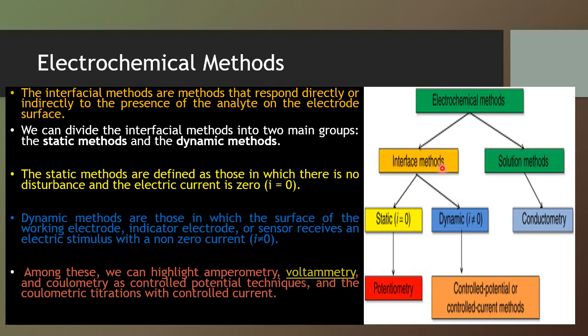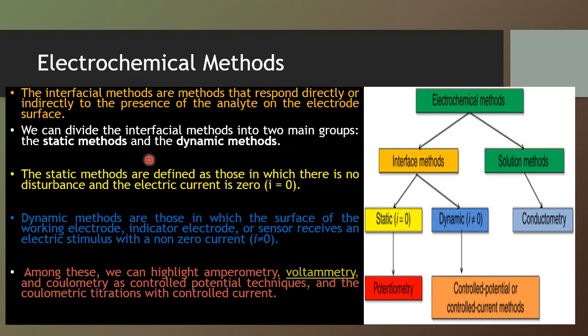The electrode is part of the electrochemical cell, meaning there are two different types of electrodes: one is the anode, the other is the cathode. During a chemical reaction, if oxidation occurs on one side and reduction on the other, the amount or concentration of analyte present on the surface is studied, and that phenomenon is known as the interfacial methods.